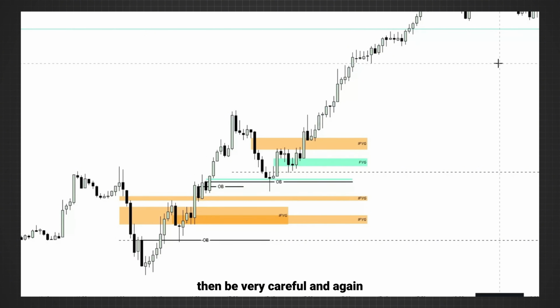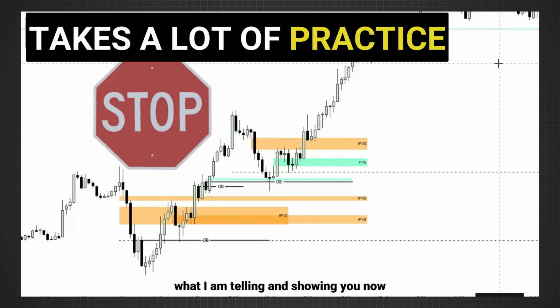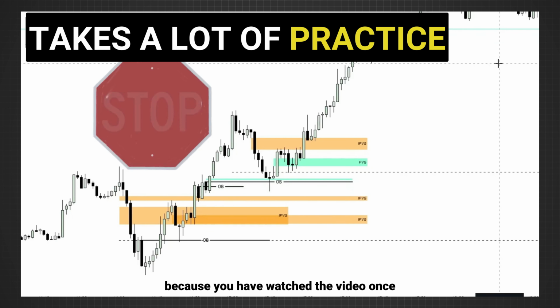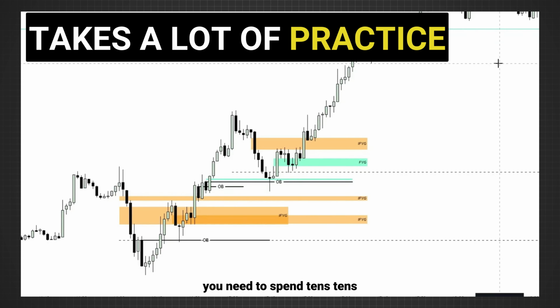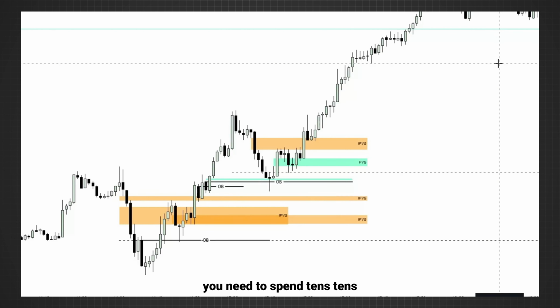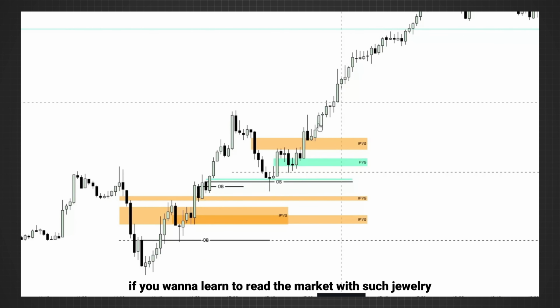And again, what I am telling and showing you now is not a call to immediately get into the market and think that you can easily repeat it because you have watched the video once. You need to spend tens, hundreds of hours watching the price, how all these movements are formed, how each block gives a reaction, how each gap gives a reaction. What was the context? Write it all down, document it. Very painstaking work if you want to learn to read the market with such jewelry.